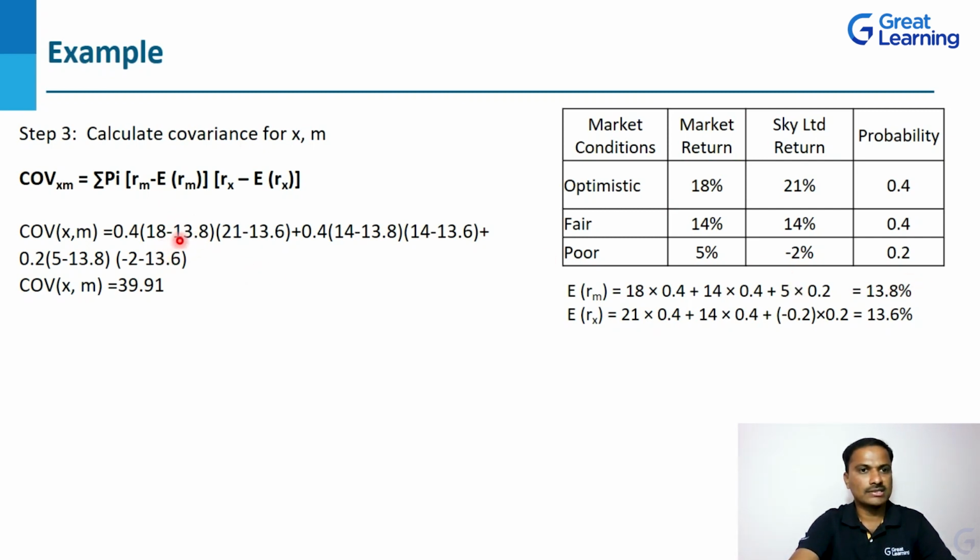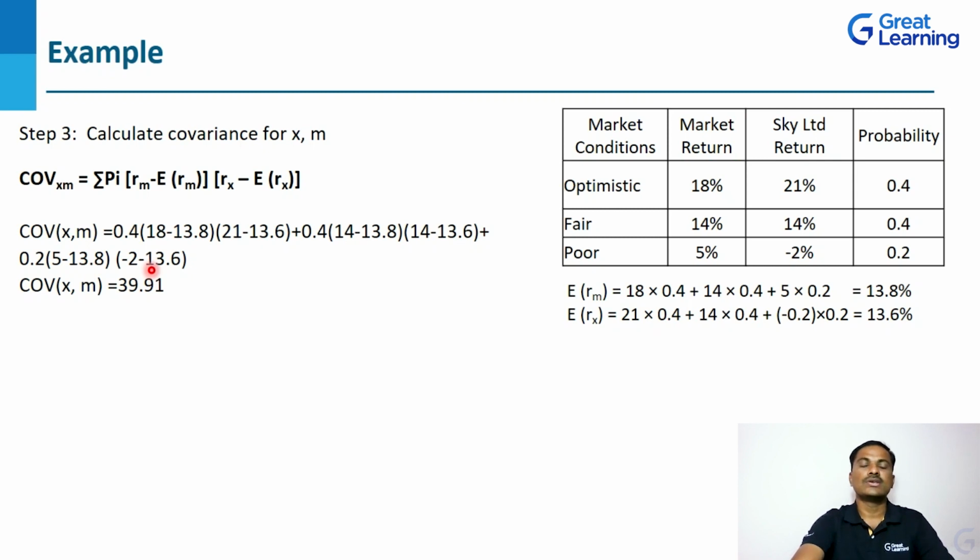Okay, 18 minus 13.8. Now 21 next. So this first part is for market and the second part is for stock. So 21 minus 13.6, because this is the stock return 13.6, right? Plus 0.4. This is one probability, this is the second probability, and this is the third probability: 0.4, 0.4, and 0.2.